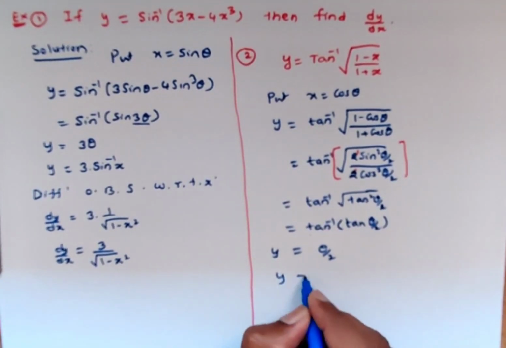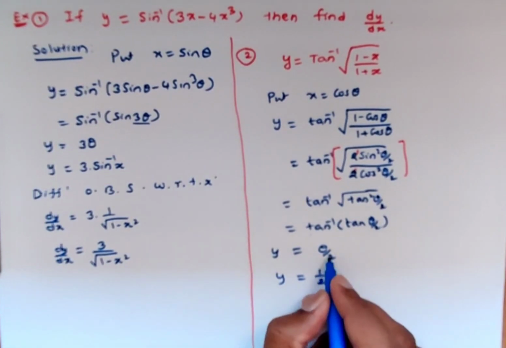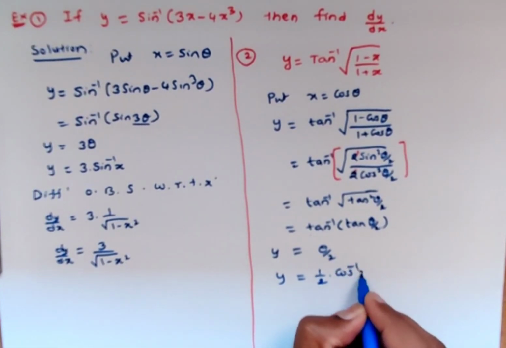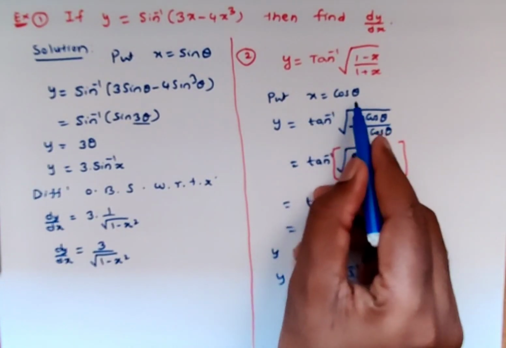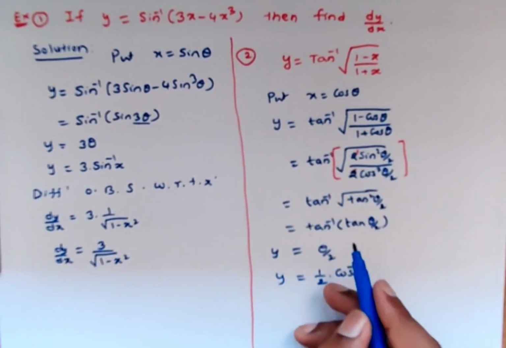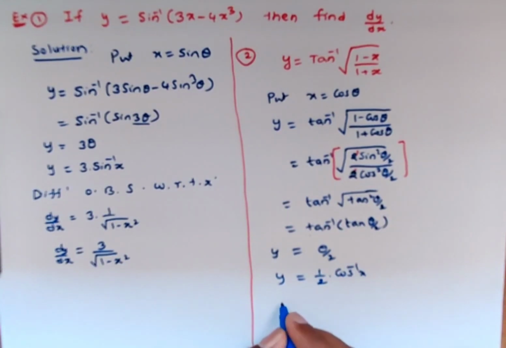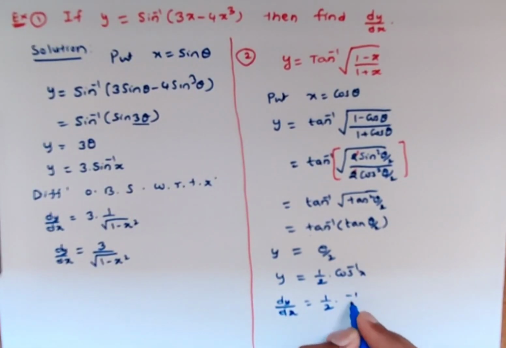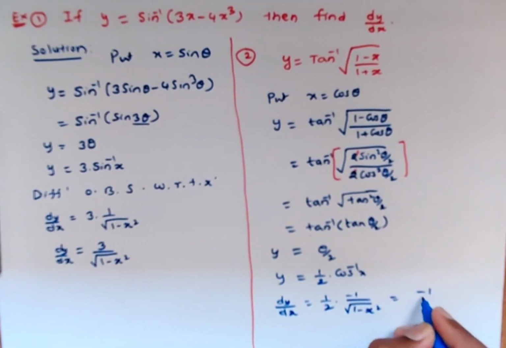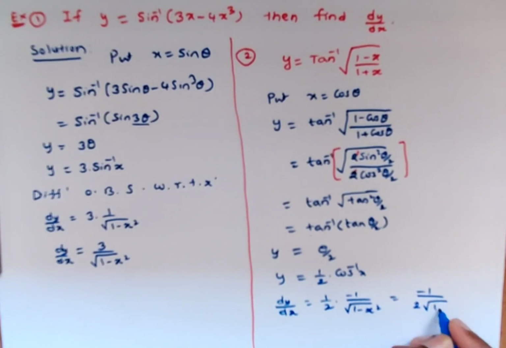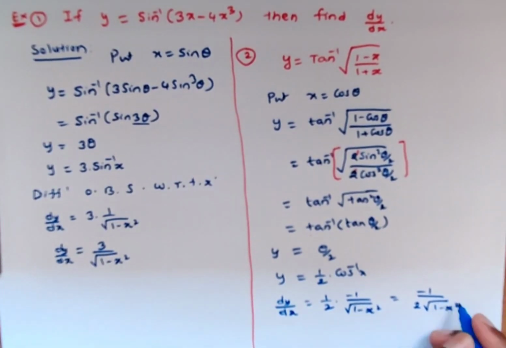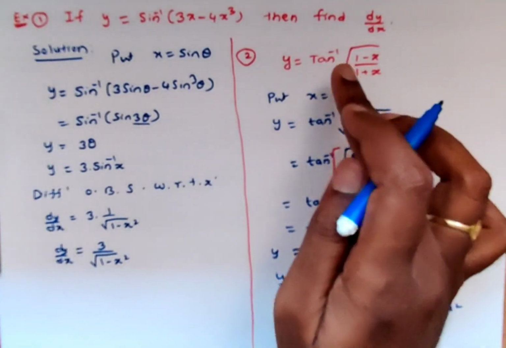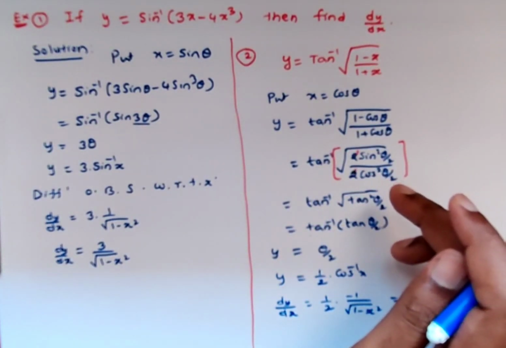Now y in terms of x you can express. It is 1 by 2 into theta, and theta can be written as cos inverse of x, since x equals cos theta means theta equals cos inverse of x. Now apply the derivative, and we get the derivative easily. 1 by 2 into the derivative of cos inverse x, which is minus 1 divided by square root of 1 minus x square. So finally this is minus 1 divided by 2 root of 1 minus x square. This is the derivative of y equals tan inverse of square root of (1 minus x) by (1 plus x).